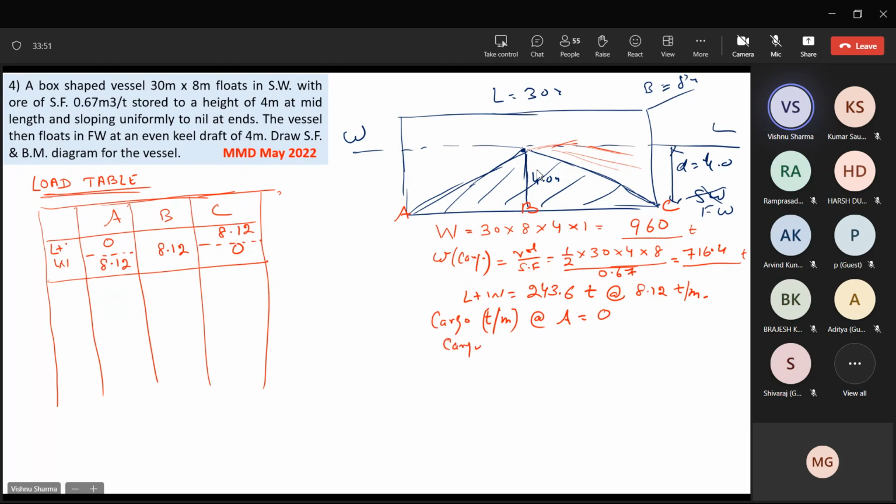What is the cargo weight in tons per meter at B? And this will also be the weight at C, right? A and C will be same, so I don't want to write again. Cargo weight at B will be equal to the weight of the cargo if the height of the cargo continues to be 4 meters for 1 meter. So 1 meter length, 4 meters height, 8 meters breadth of the ship or hold. This is the volume of the cargo divided by stowage factor 0.67. How much is the weight of the cargo per unit length at B?